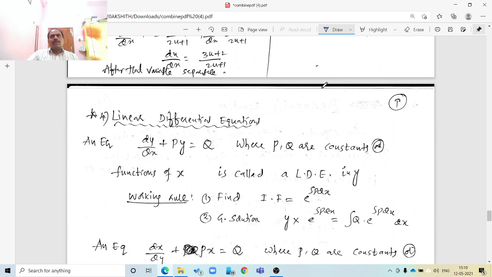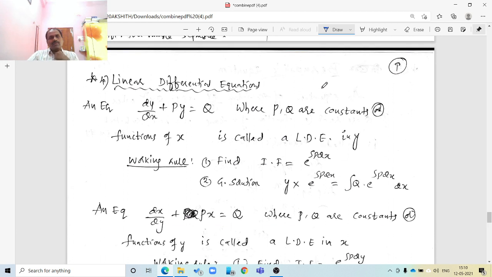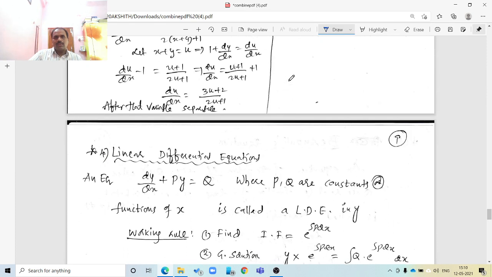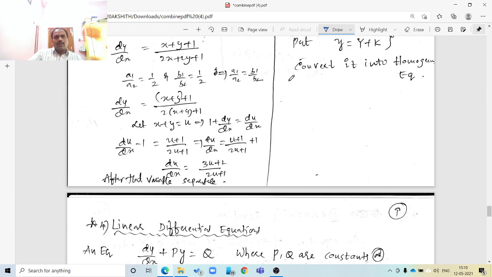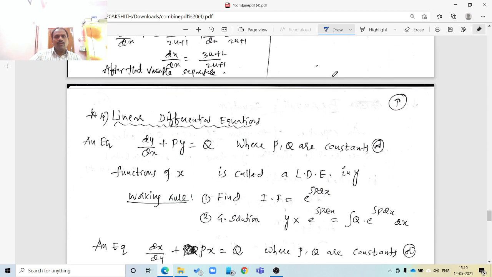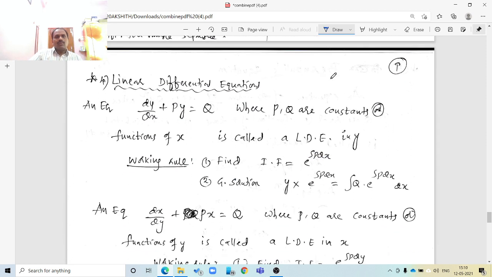So totally, the first method is variable separable, second is homogeneous, third is non-homogeneous. In non-homogeneous, we have three cases. One is b1 is equal to minus a2, the second one is a1 by a2 is equal to b1 by b2, and the third one is a1 by a2 is not equal to b1 by b2. So let us go for the fourth method.